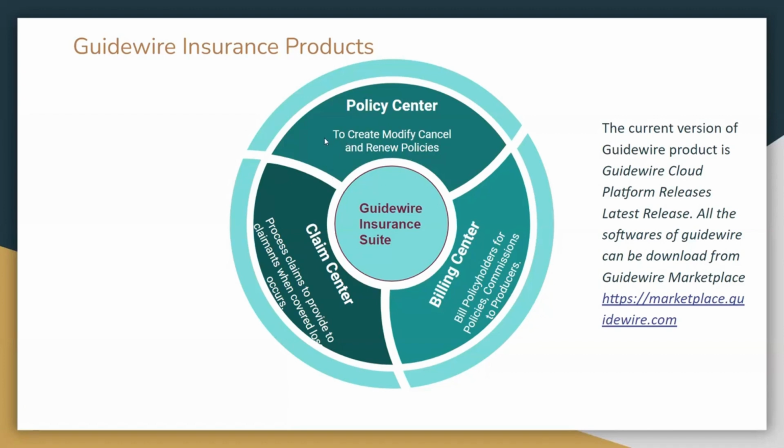But Guidewire started with 6.0, 7.0, 8.0, 9.0. Now the stable version is 10.0. So in future there might not be versions called 11, 12, 13. They are simplifying it as Guidewire Cloud, and everything is included in Guidewire itself.